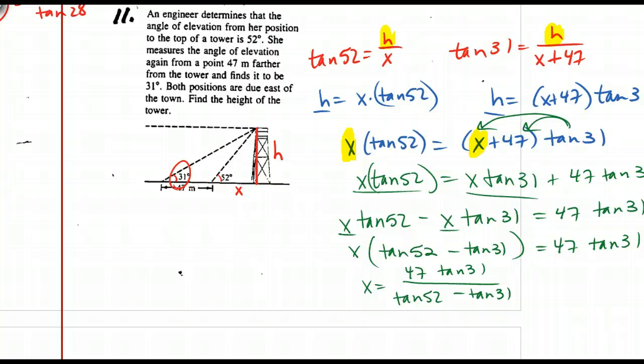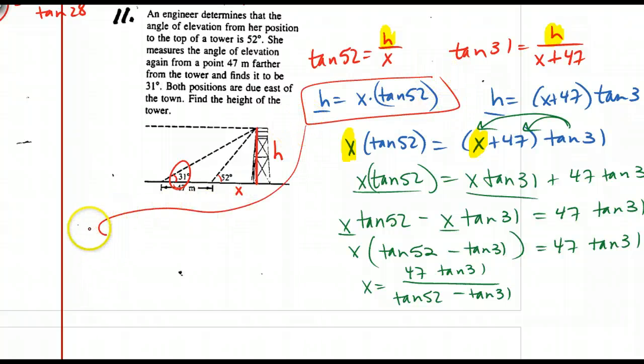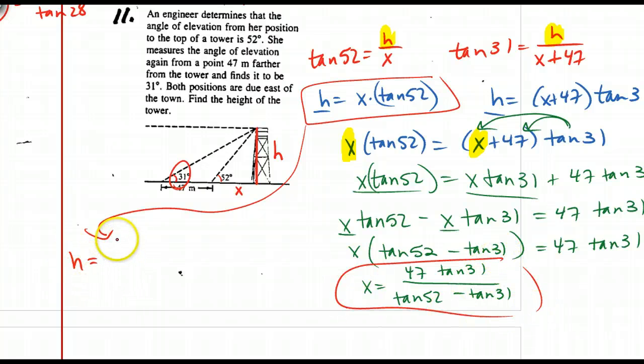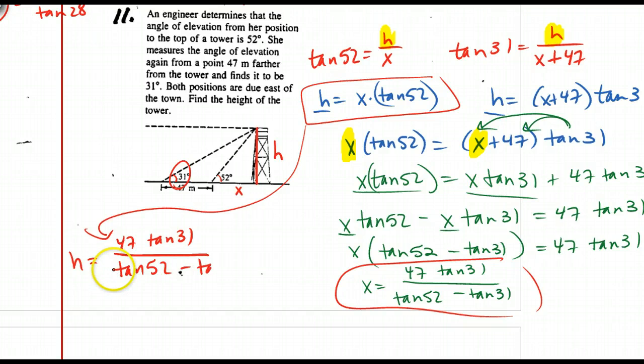And I hate to be the bearer of the bad news, but it's not really x they're looking for, it's h. So I need to take the x and I need to put it back into something that's going to help me find h. So what's going to help me find h? Well, this would be nice. This will help me find h. So I'm going to come over here and say h is equal to x, which is now this guy, 47 tangent 31 over tangent 52 minus tangent 31 times tangent of 52.